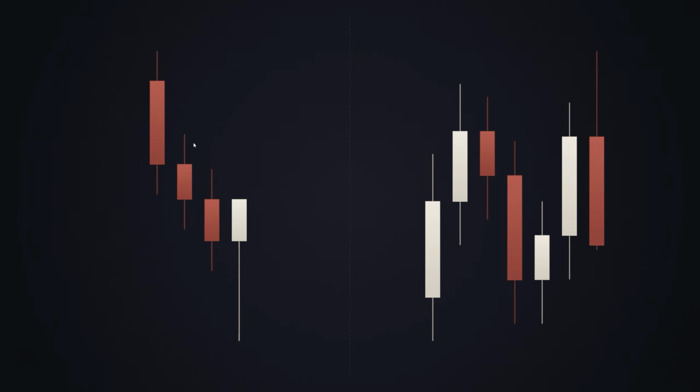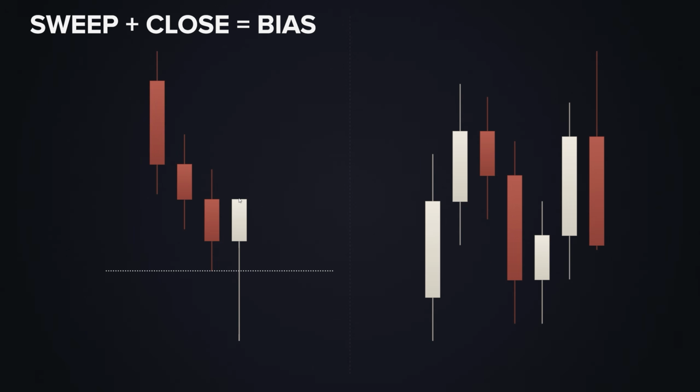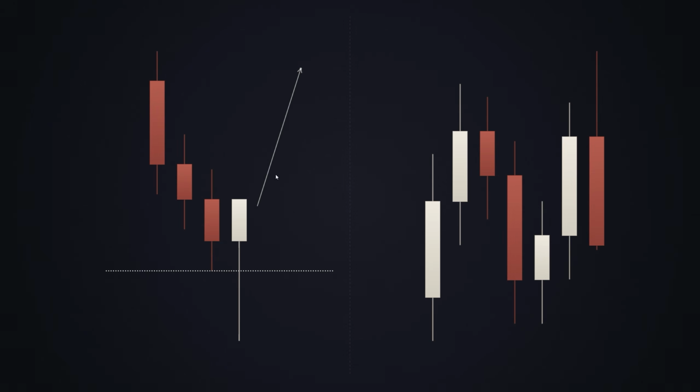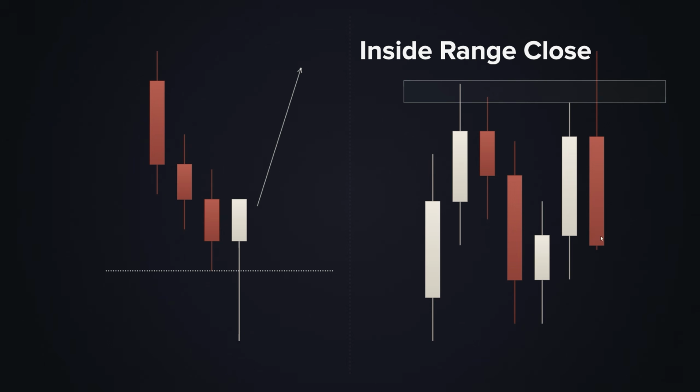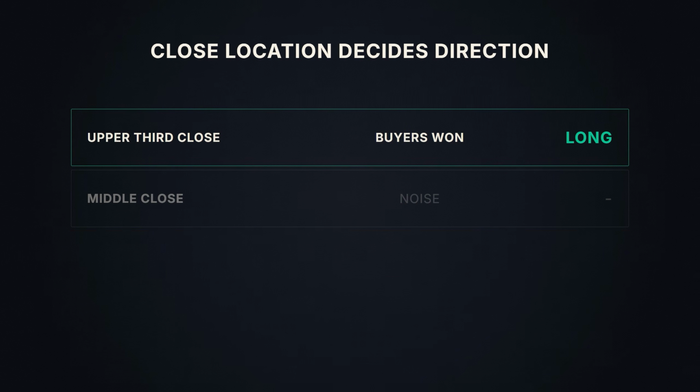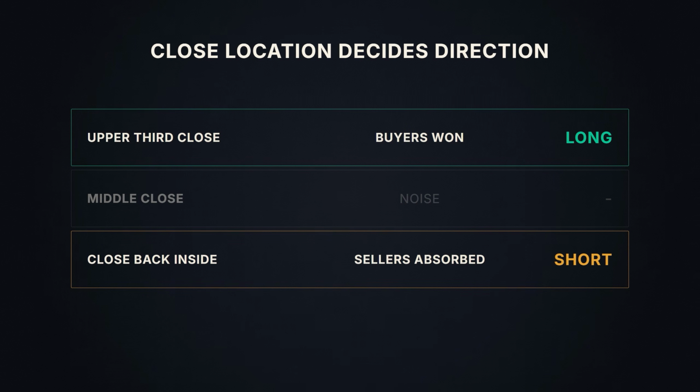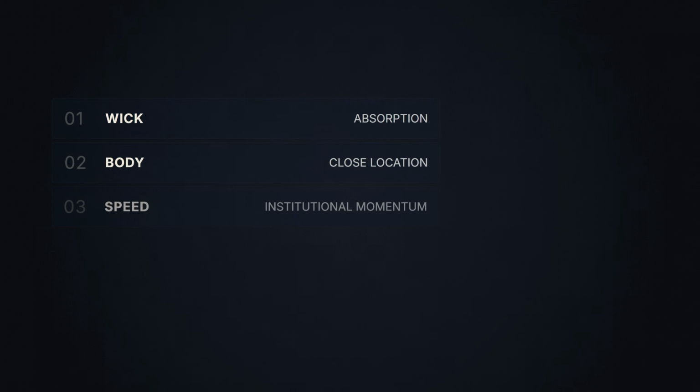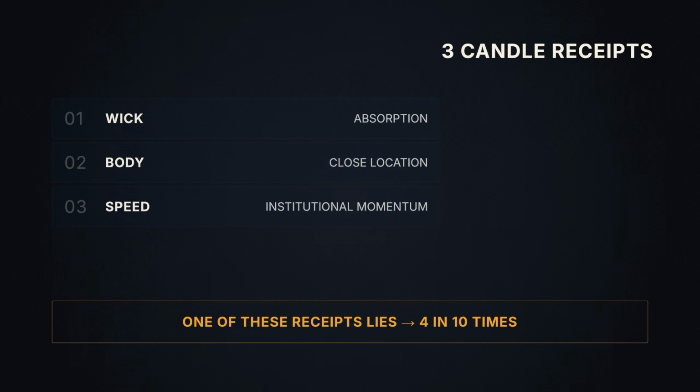So, binary rule, copy this down. If the candle closes in the upper third of its range after sweeping a level, buyers won, and I'm looking long. If the candle closes back inside the range, it just broke, sellers absorbed, and I'm looking short. Middle close is noise. Now, one of these three receipts lies to you almost four times out of ten. You'll see exactly which one when you understand liquidity.